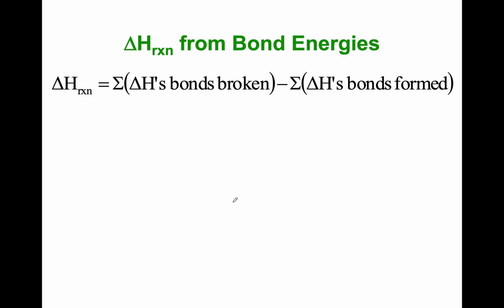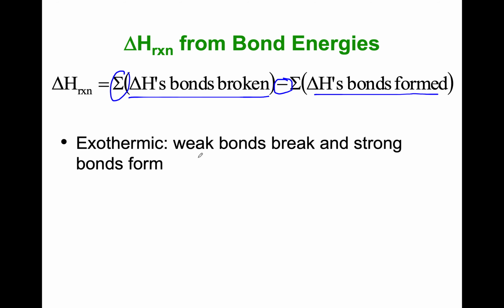Okay, so let's take a look at that. Remember, bonds broken, the reactant, that's endothermic. So you sum up everything that's broken. That's what I would do, just sum everything up and then subtract everything that's formed, because that's a negative for the products, because those are exothermic when you form the product.